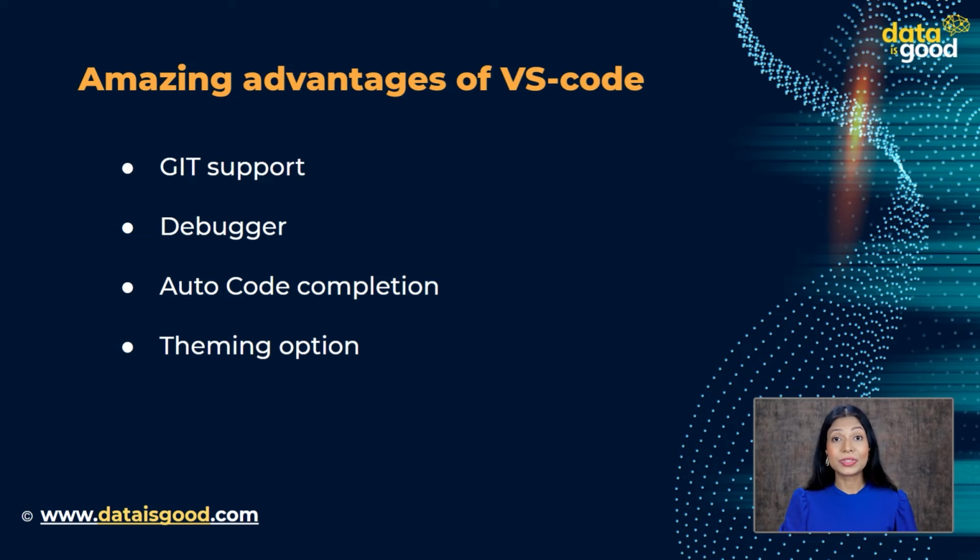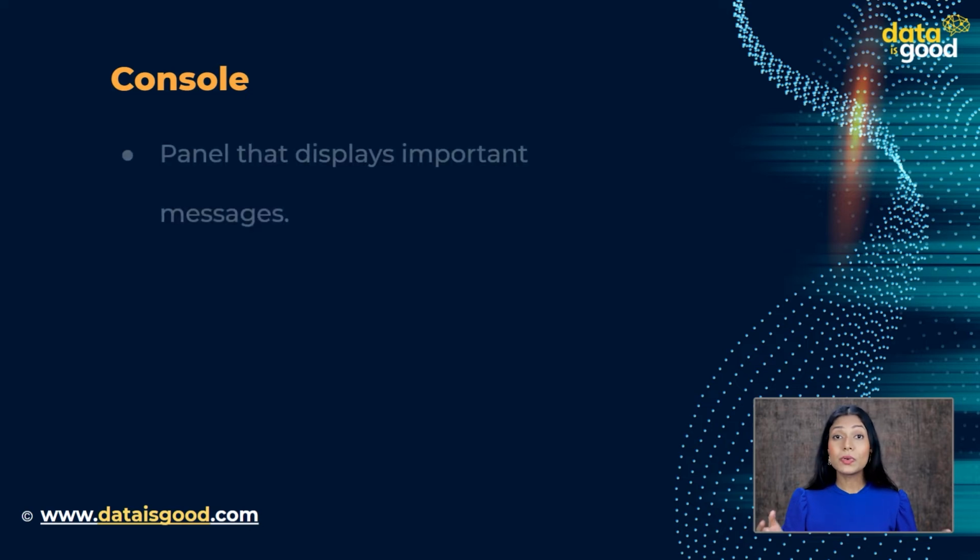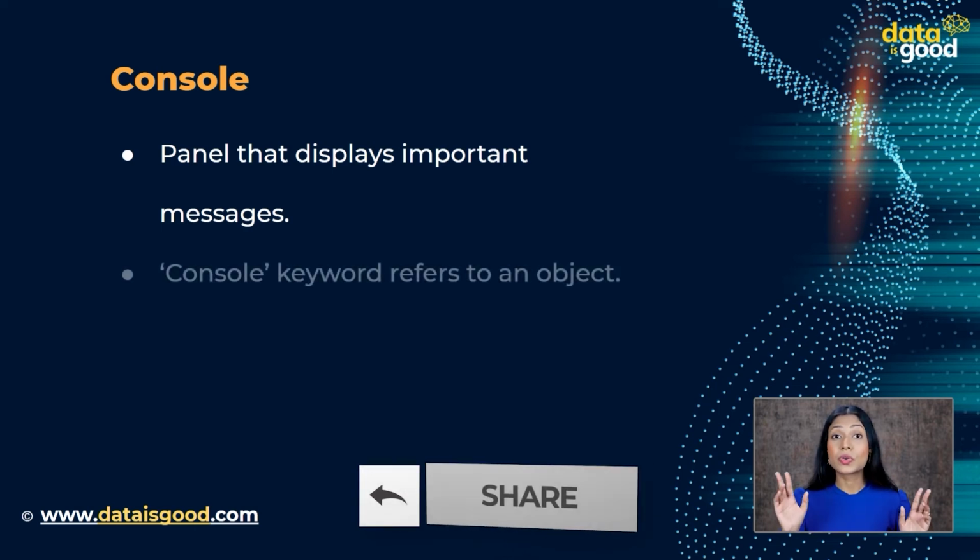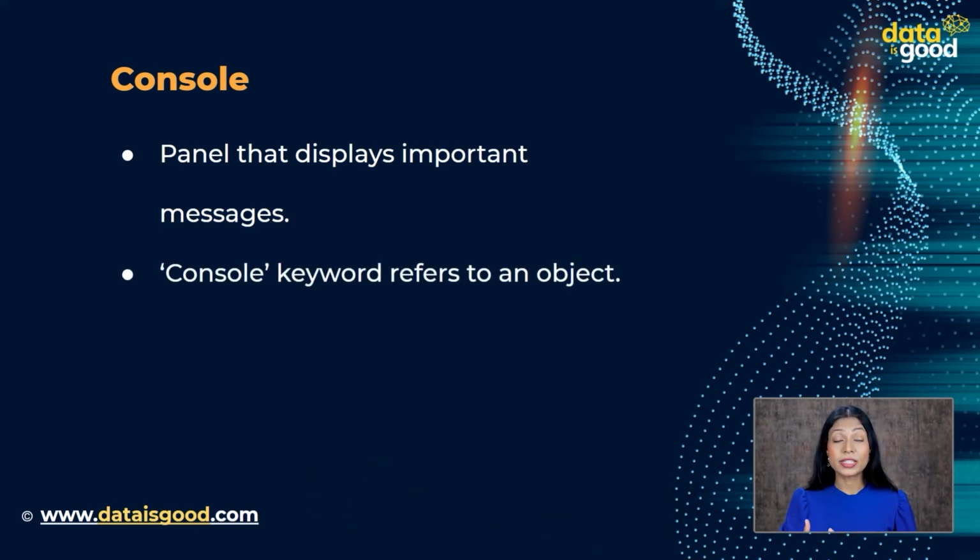Now let us move on to the next topic of this lesson, which is the console. The console is a panel that displays important messages like errors for developers. Do you know that most of the work the computer does with our code is invisible to us by default? If we want to see things appear on our screen, we print or log them to our console directly. In JavaScript, the console keyword refers to an object which is a collection of data and actions that we can use in our code.